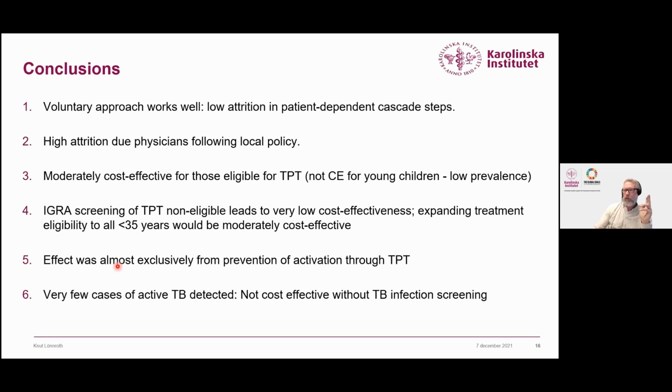I didn't mention there were only 10 active cases detected during 4 years. So we conclude also that it's not very cost effective to use only X-ray to screen for active TB. Although this is actually now the new policy. If you're over 35, X-ray is the entry point for the screening, and no IGRA is being used unless you have special risk factors for progression.